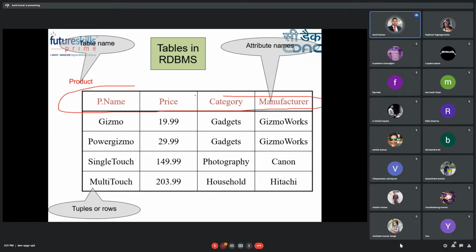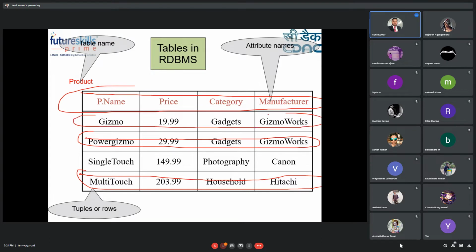I have already explained this; just reminding you again. And these are the table's rows. How many rows in this table? Can anyone tell me how many rows in this table? 4 rows, sir. 4 rows. And how many columns in this table? 4. So I can say that this table has 4 attributes. How many attributes? 4 attributes, because columns in a table are known as attributes.